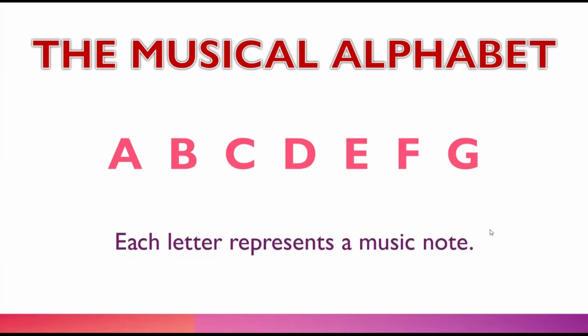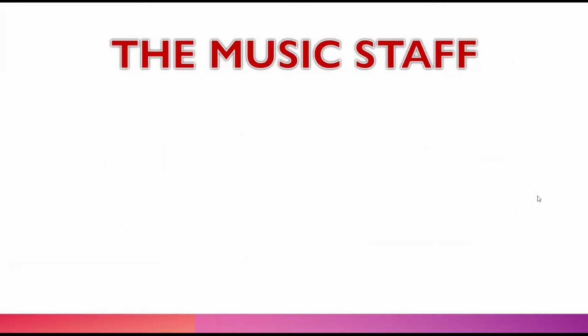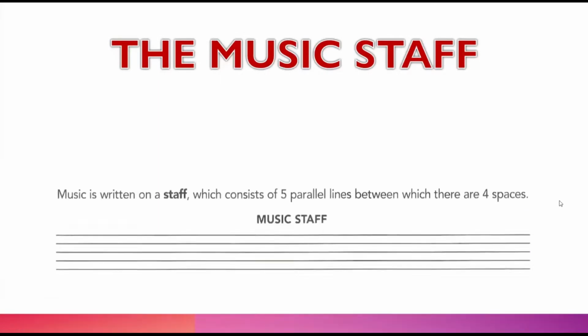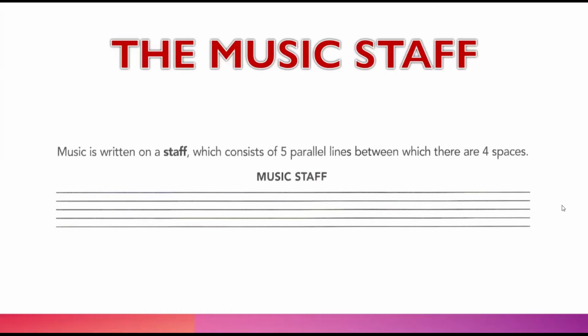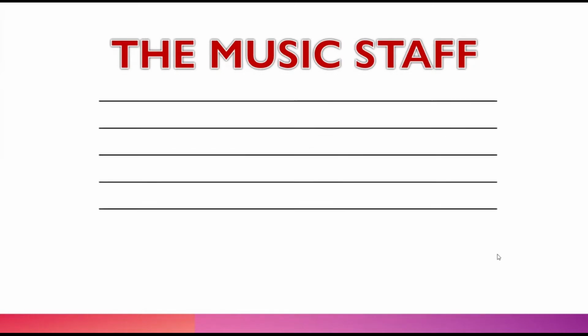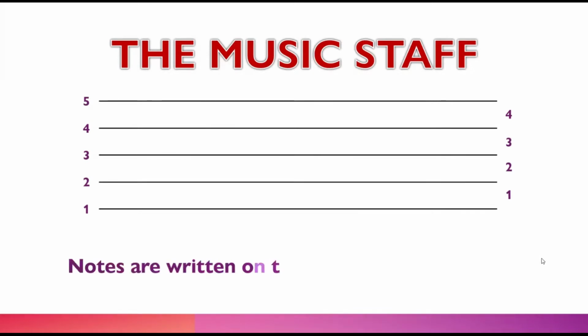Each letter represents a music note. That's the most important thing to understand about these first 7 letters of the English alphabet. Now, secondly, we're going to learn what we call the music staff. The music staff has 5 lines and 4 spaces. As you can see in our diagram, it's very important to start counting from the bottom to the top. So the bottom line is 1, the top line is 5. Notes are written on the lines and in the spaces.